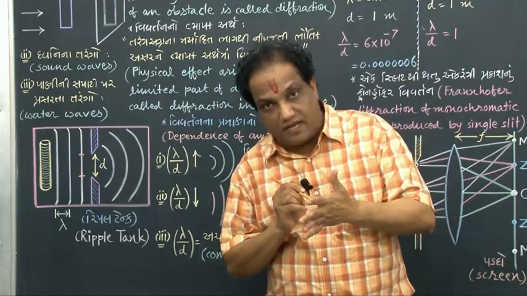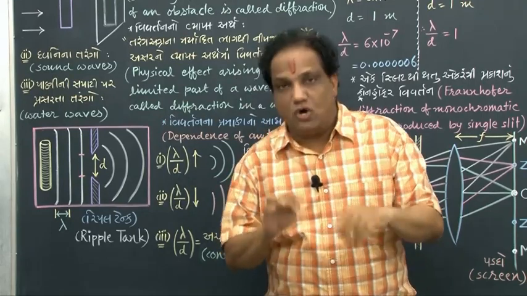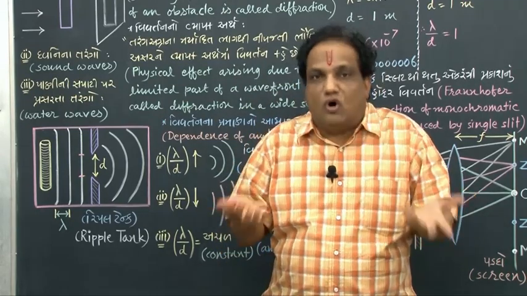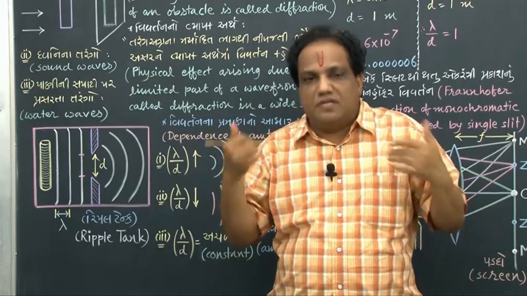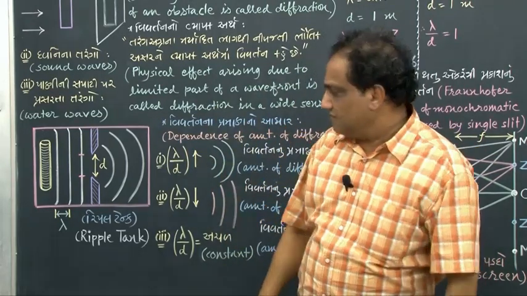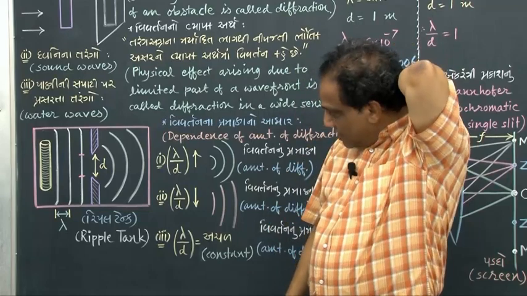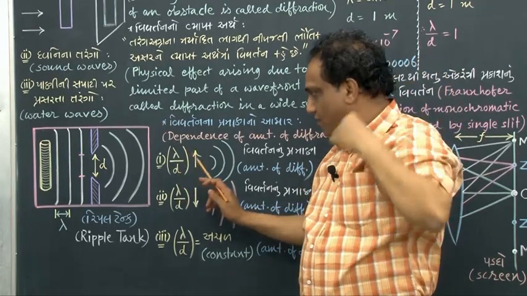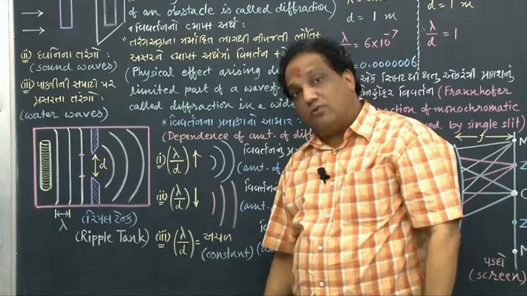Now here I would like to find out on which factor the amount of diffraction depends. Whether waves will be getting bent by less amount or by more amount. On which factor does it depend? That is what I want to find out. Come on. Do one thing. You just increase this ratio lambda upon d. Correct? How can you increase?